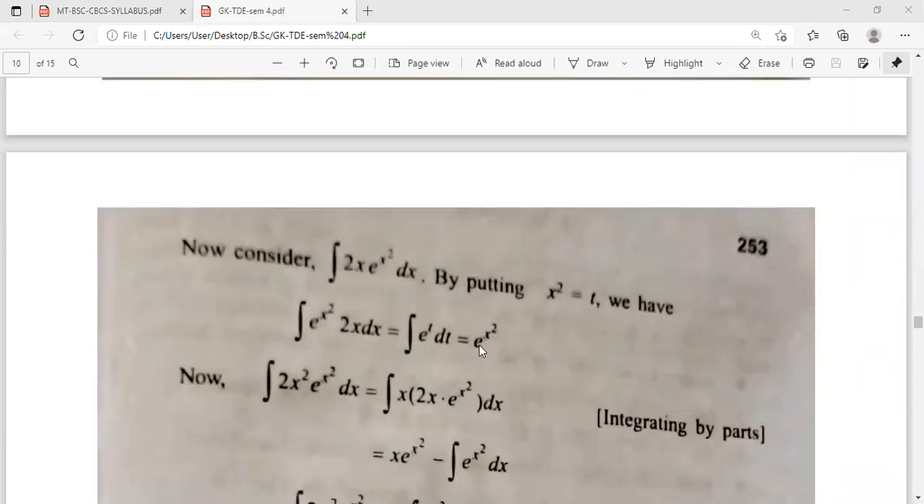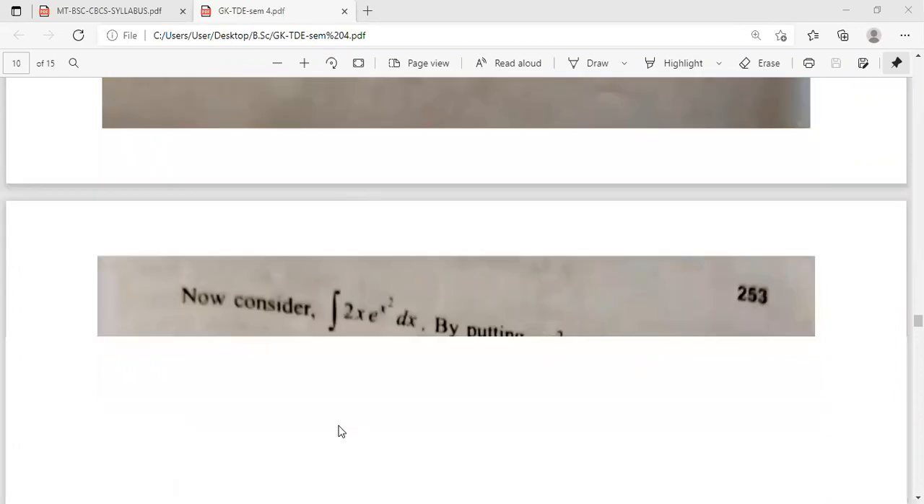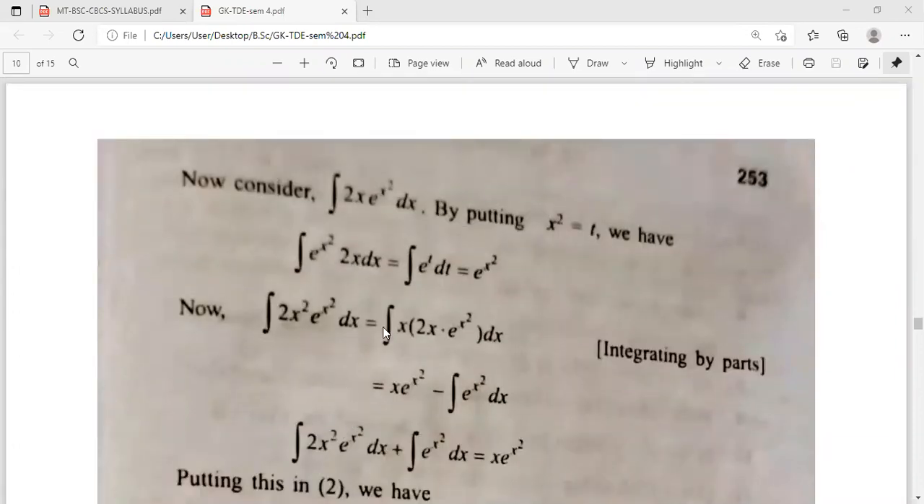Now we have the integral of 2x square e to the power x square dx. Keep x on one side, so that x into the remaining thing is x into 2x e to the power x square dx. Integrating by parts, we get x into the integration of 2x e to the power x square, which is e to the power x square, minus the integral of the differentiation of x, which is 1, into dx.